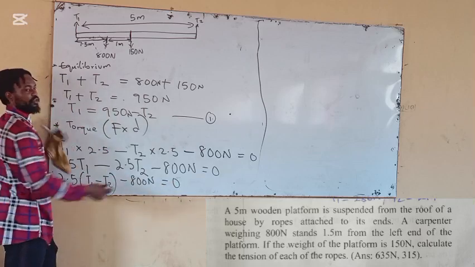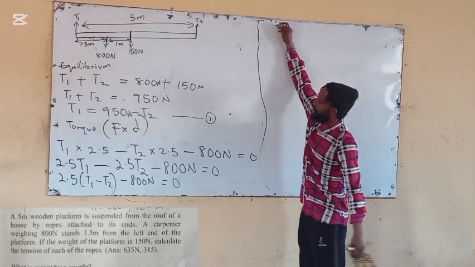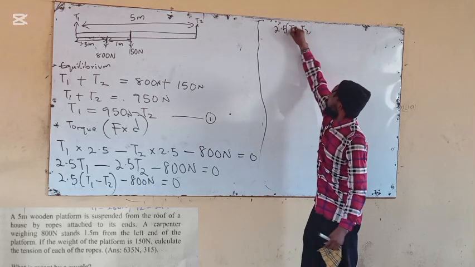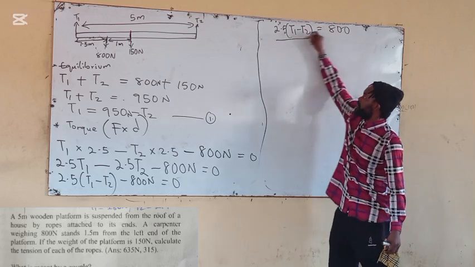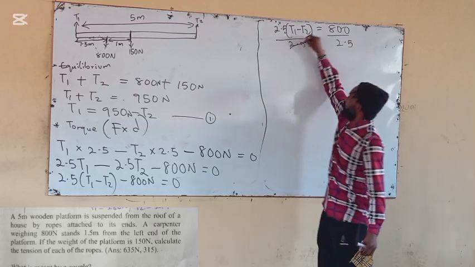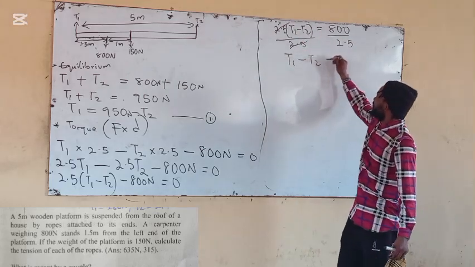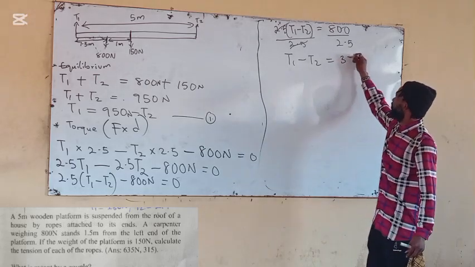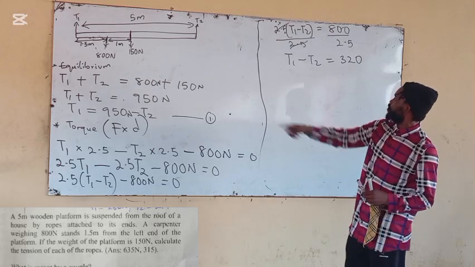This one can cross over the equality sign so that I now have 2.5 times T1 minus T2 equals 800. So divide both sides by 2.5 so that this will get out. But do for me 800 divided by 2.5. 320. Okay.